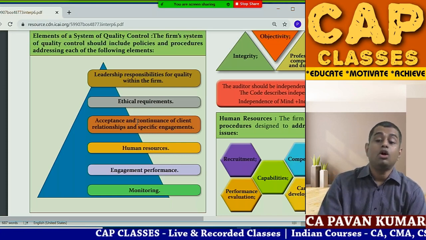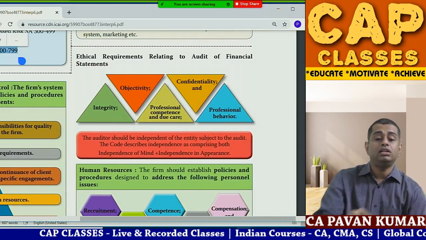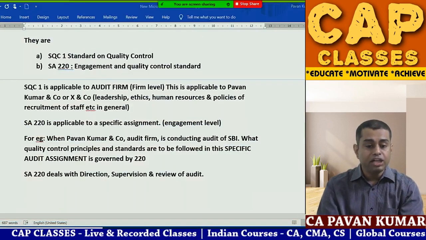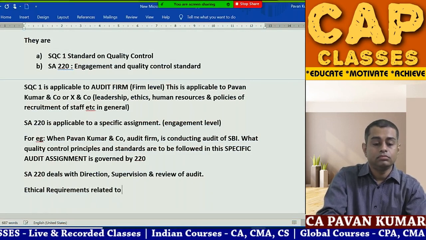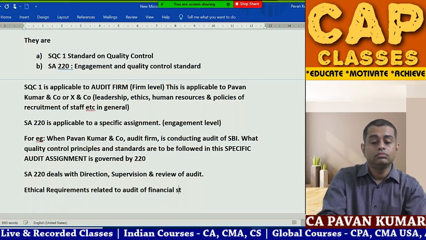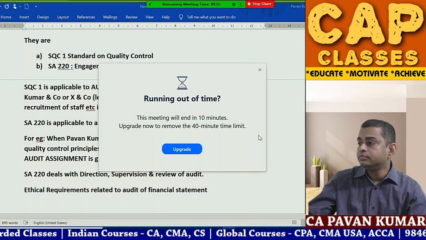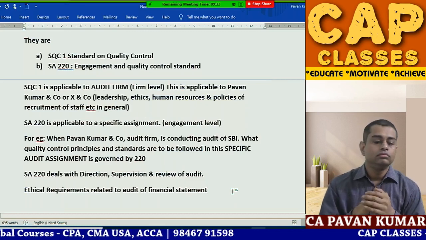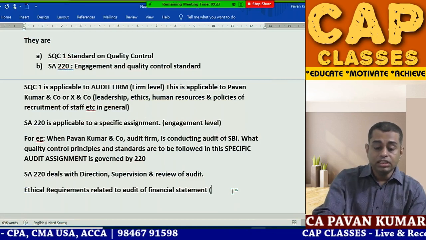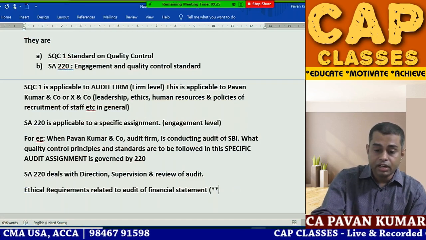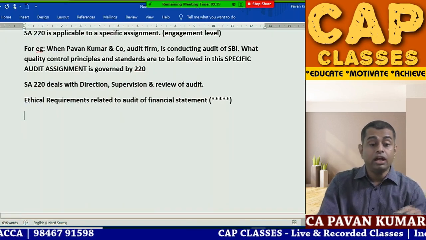Got it? Now, the most important thing: ethical requirements relating to audit of financial statements. Star mark. So, ethical requirements relating to audit of financial statements. This is very important for MCQs also. Descriptively this is important, and for MCQs also it is important.